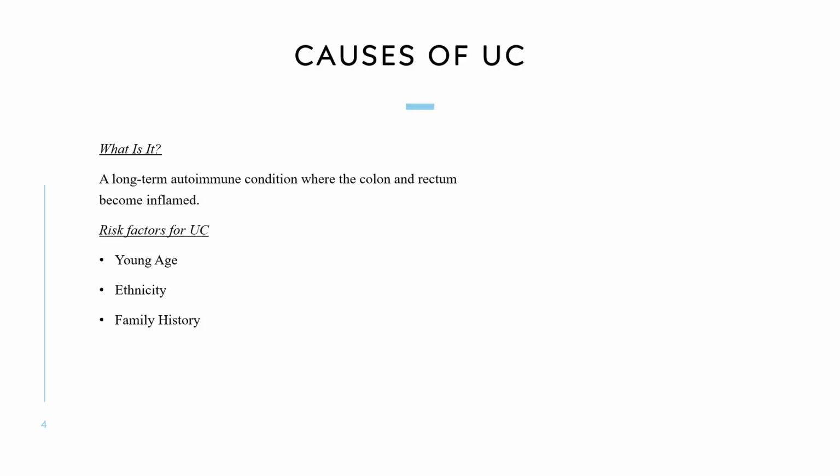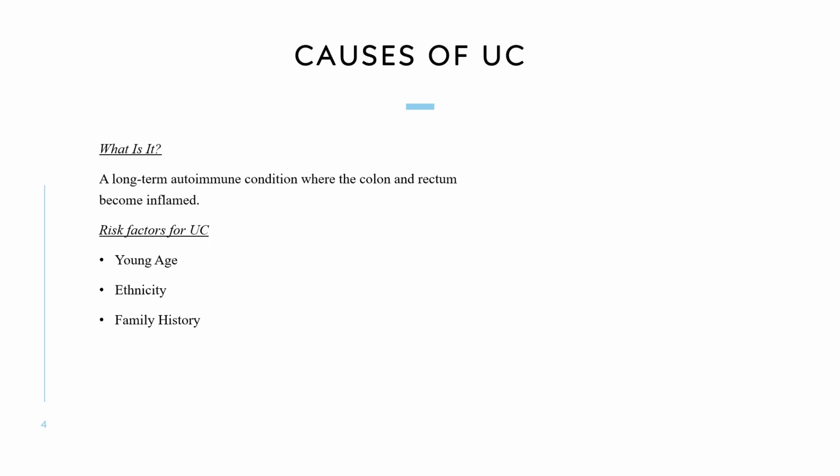Okay, so what is ulcerative colitis, which I've shortened to UC there at the top? So what is it effectively? It's a long-term autoimmune condition. Because it's autoimmune, that effectively means your immune system recognizes some of the cells in your own body as foreign and starts to attack them, and that then causes some of the symptoms and feeling unwell. So it's the immune system targeting one's own cells. So it's an autoimmune condition where the colon and rectum become inflamed.